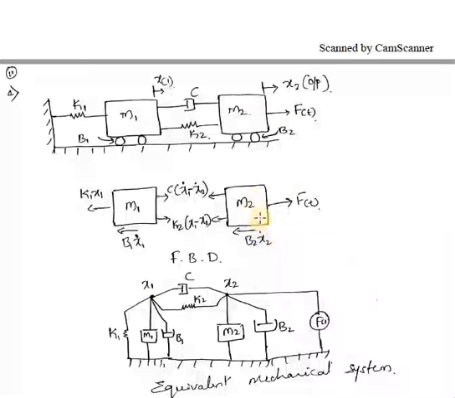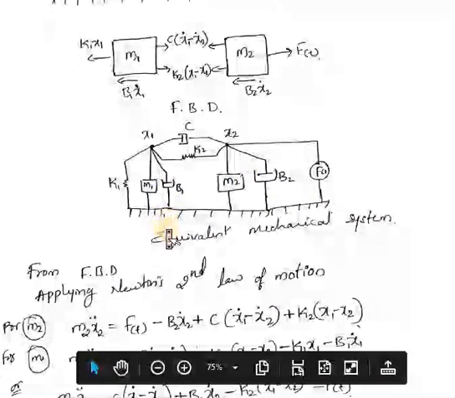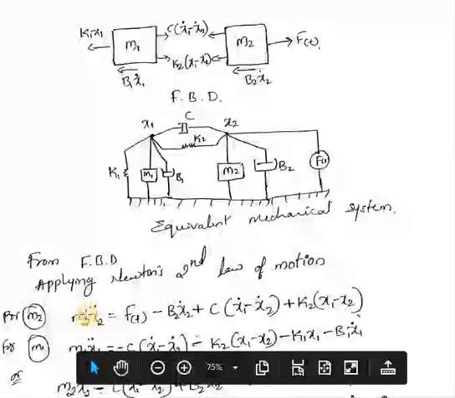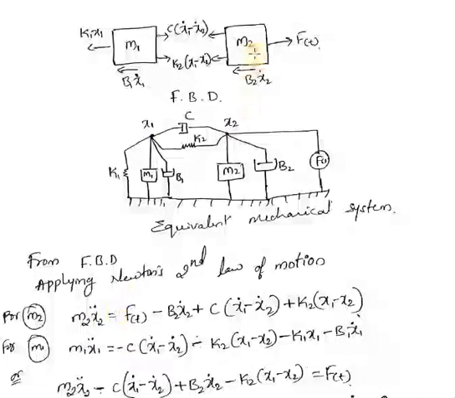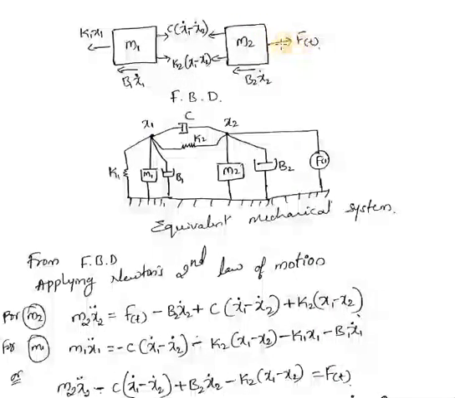So first we'll try to write the differential equation for this M2. That is M2 into x2 double dot, that is going to be the acceleration force, is equal to... so here your x2 is in this direction, so your acceleration force will be in the same direction, that is, in the direction of the applied force. Okay, so take the forces which are acting in this direction as positive, the opposite direction as negative.